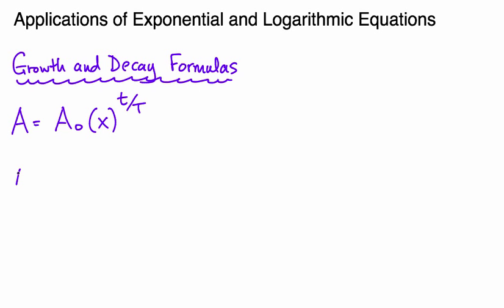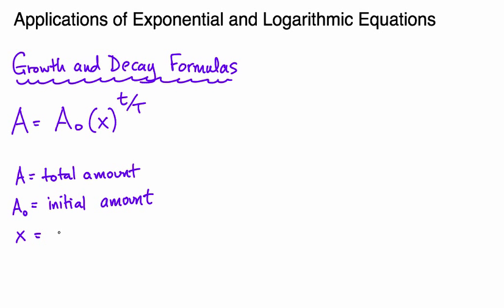And let's define these variables. A is the total amount of what we have, and A with a little zero down here is the initial amount, or the starting amount of what we have. So maybe it's bacteria. So the total amount of bacteria we have, well, we start off with an initial amount, and then X is known as the growth or the decay rate. So X bigger than 1 means that it's growing, and X smaller than 1 means it's decaying.